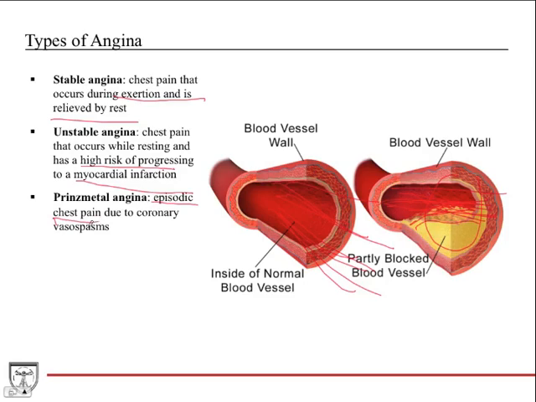Prinzmetal angina is episodic chest pain, so it doesn't happen for any particular reason, resting versus exertion. It's more due to coronary vasospasms. If you remember, you have this tunica media in the vessel, this muscular layer. So it's just muscle spasms of the tunica media. The tunica media contracts and compresses the lumen like this and makes it smaller. Then that cuts off blood flow, and the myocardium feels that because there's less blood flow, less oxygen. That's where you develop ischemia, and then you get your chest pain from that.